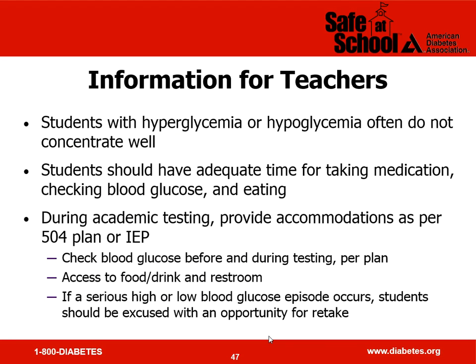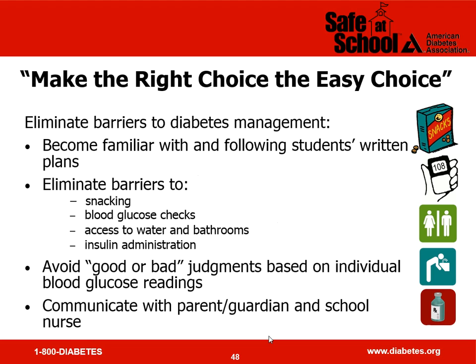The information teachers need includes that students with hyper- or hypoglycemia often do not concentrate well. They should have adequate time for taking medication, checking blood glucose levels, and eating. During academic testing, provide accommodations per the 504 and IEP.